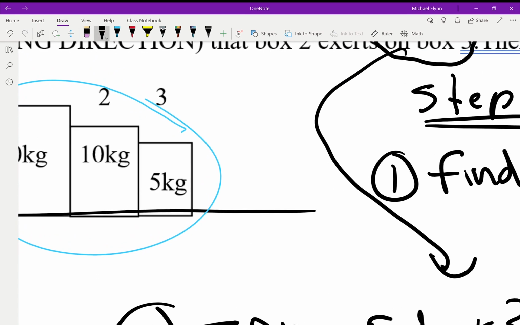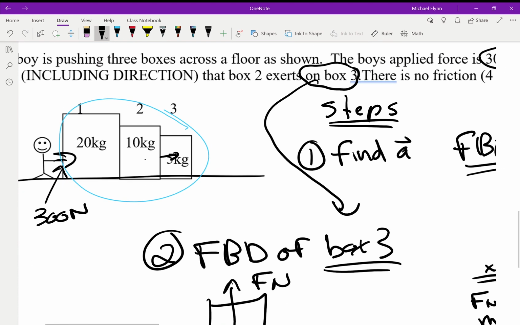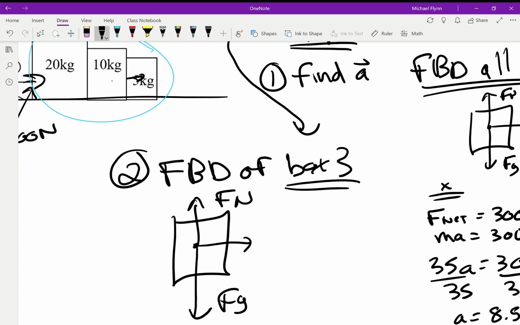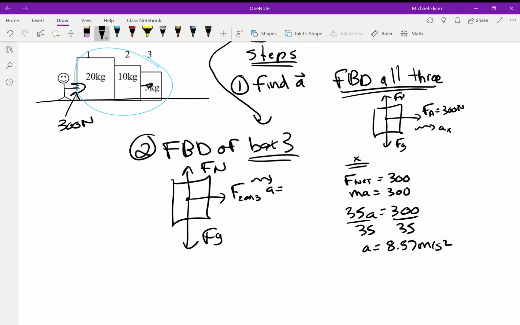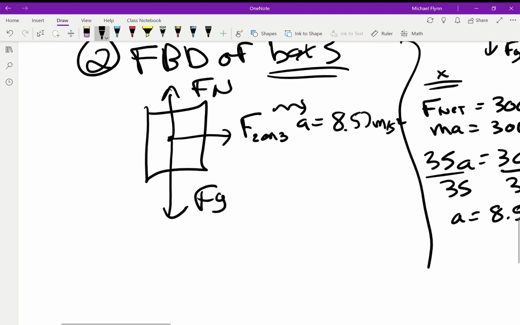See, box 2, this box here, is touching box 3 and pushing it forward. So this surface on surface contact here, that's going to push. So box 2 is going to push box 3 forward. So this force here is the force of 2 on 3. And that's going to make box 3 accelerate forward. We know all the boxes are accelerating forward, and we know the rate they're accelerating: 8.57 meters per second squared. So look, that is the free body diagram of box 3.